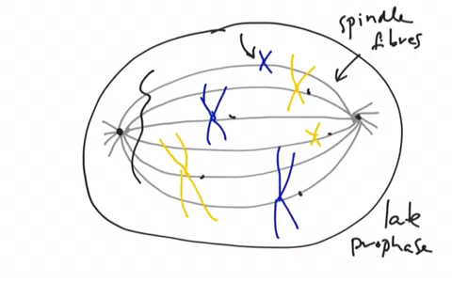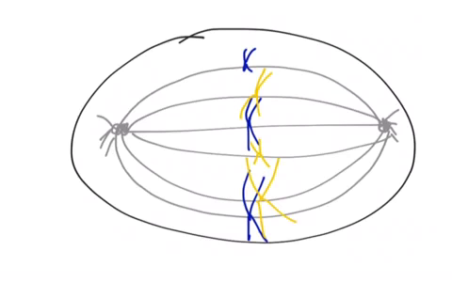Then we move on to metaphase. So in metaphase, each of the chromosomes lines up down the equator, as they call it. That's the middle of the spindle. Then we move to anaphase.